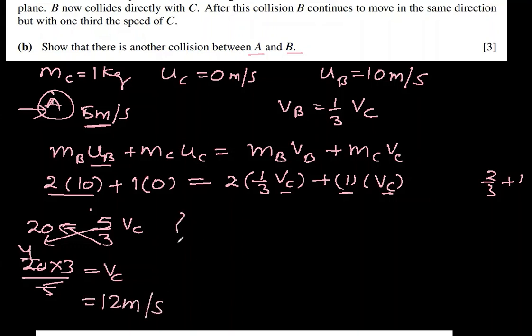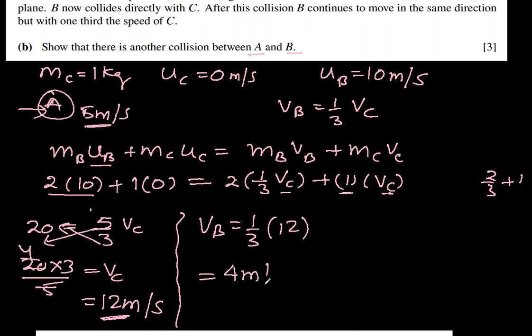But we are not concerned with the speed of C, we want the speed of B. So VB is 1/3 of the speed of C, which is 12. So 4 meters per second. And since 4 meters per second is less than 5 meters per second of A. This is the speed of A. This is the speed of B.